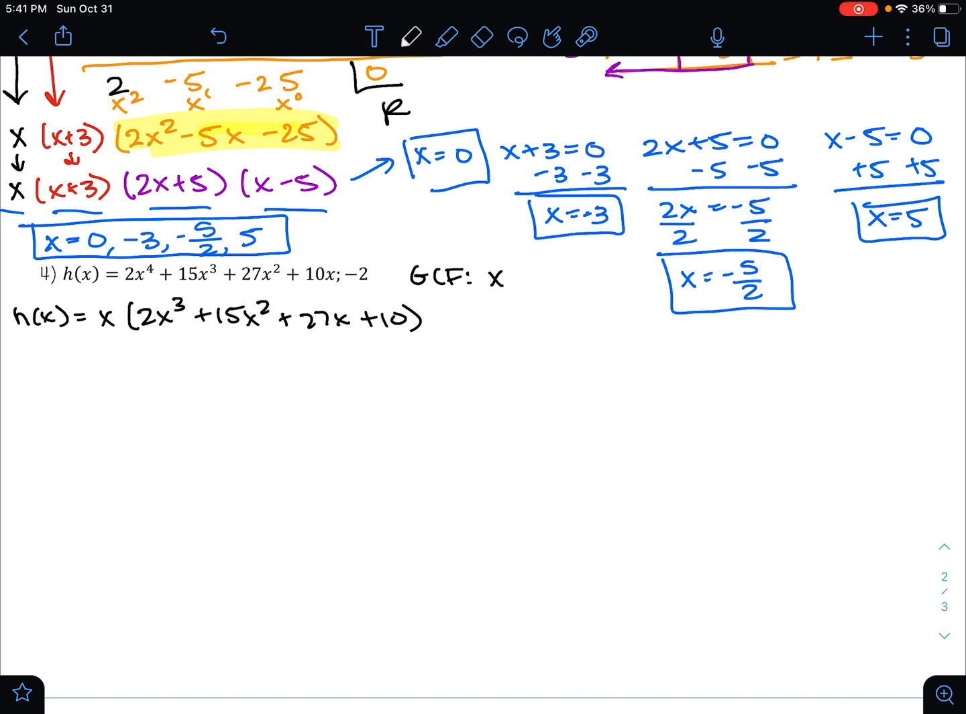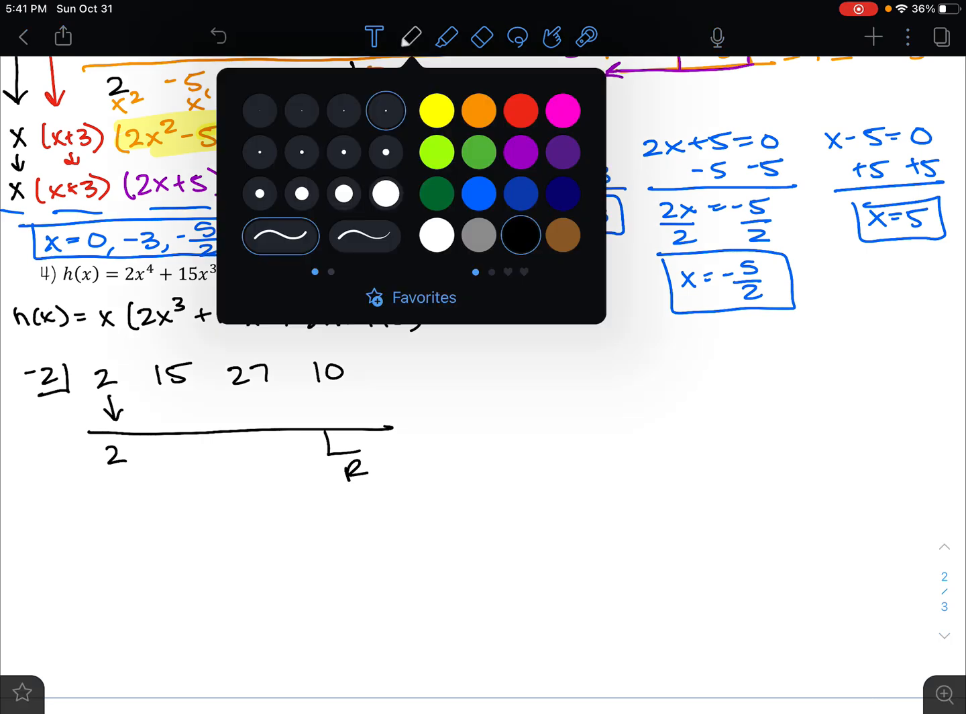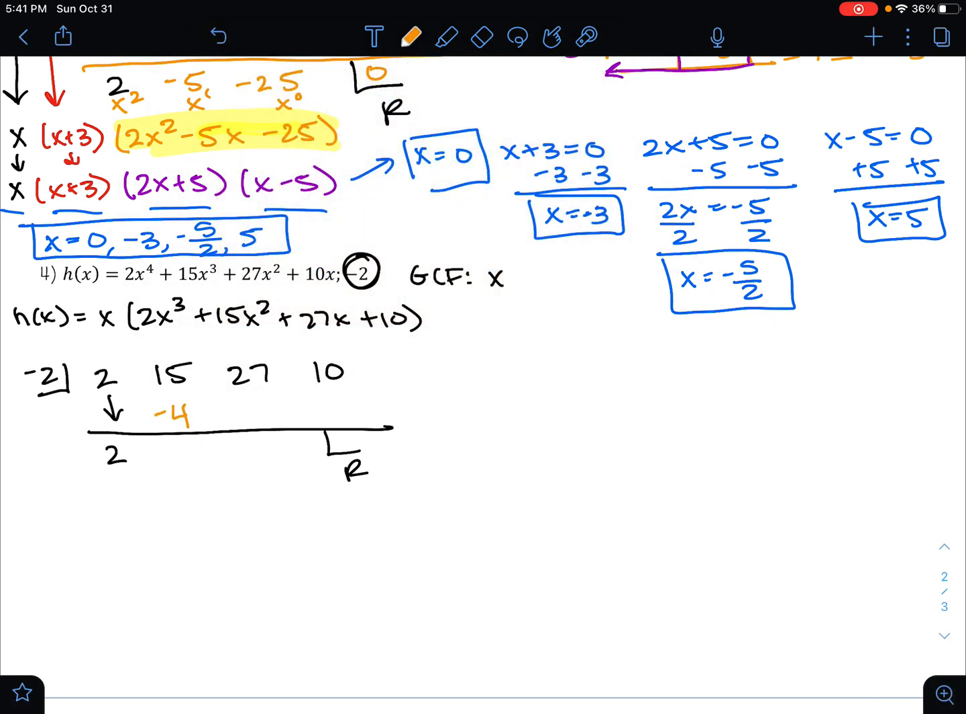And I want to factor completely, so I'm going to use the 0 that it gave me of -2, and that is going to go in the upper left-hand corner. My coefficients are 2, 15, 27, and 10. You always want to bring down that first coefficient. -2 times 2 is -4. 15 minus 4 is 11. -2 times 11 is -22. 27 minus 22 is 5. -2 times 5 is -10. 10 minus 10 is 0.